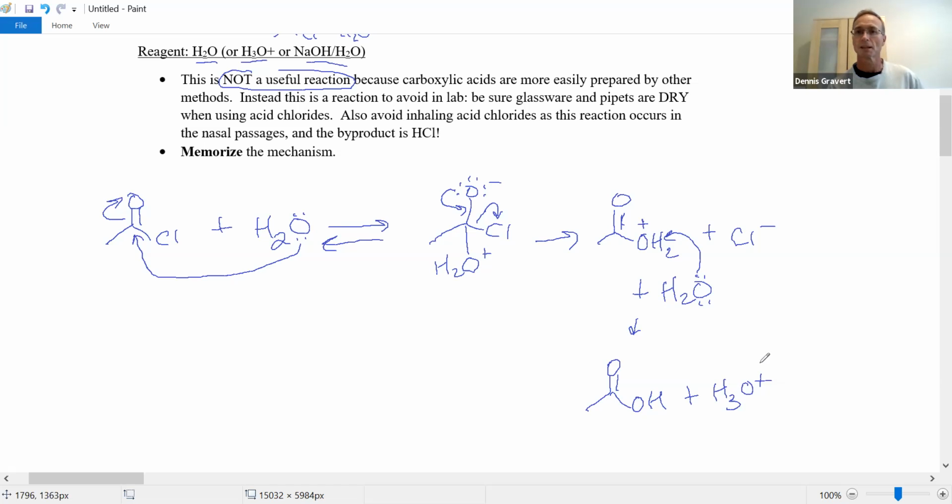There we go. That's the mechanism. And again, that's what this video is all about. We're going to bring in some nucleophile, somebody with a lone pair, and they're going to bump up the pi bond. The pi bond comes back down. There'll be a cleanup step to get to a stable product.